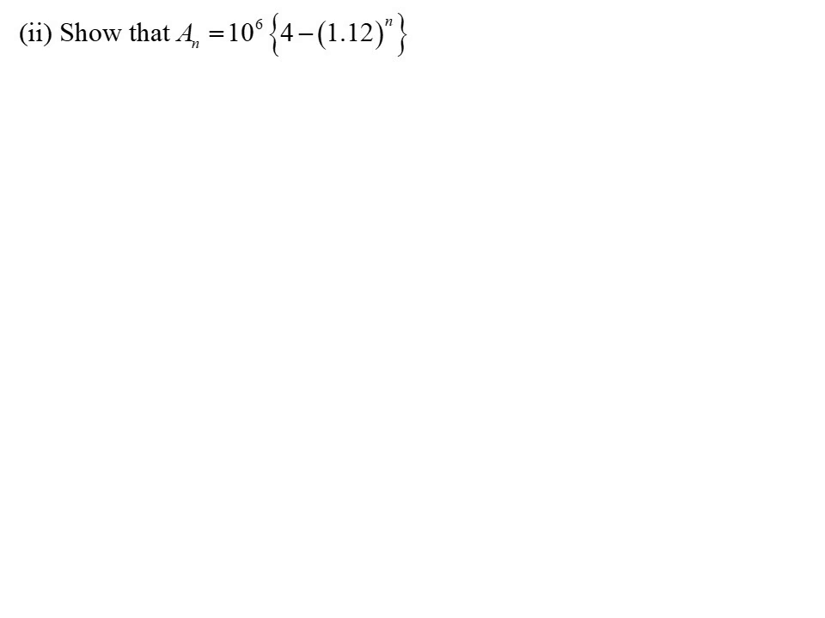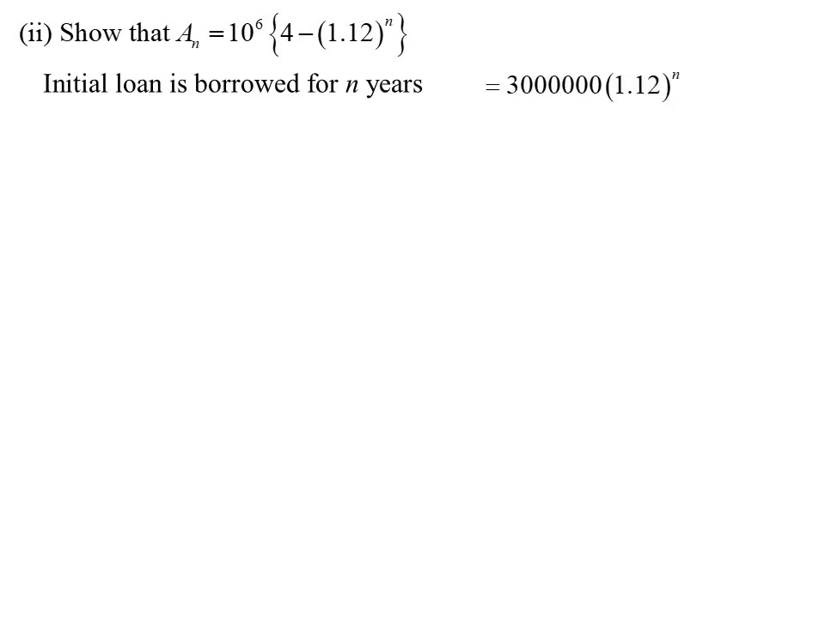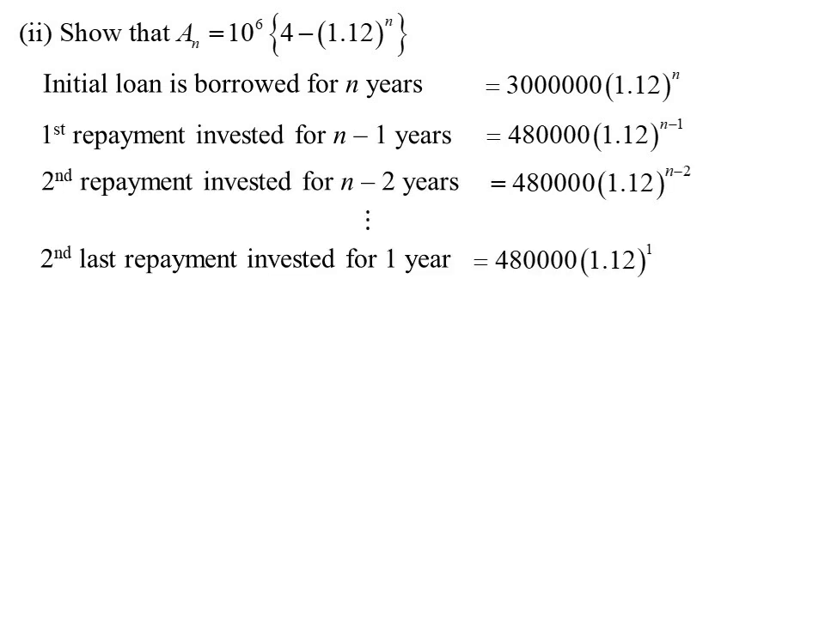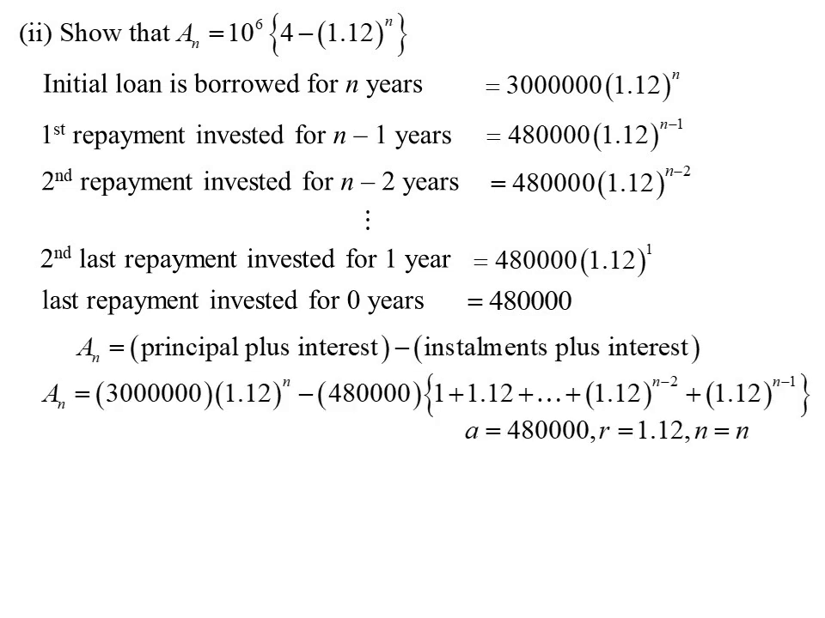Show that amount An is this expression. So now we're saying it's n years. We want to work out how long. So 3 million times 1.12 to the power of n. The first investment will be there for n minus 1 years, and the next one n minus 2 years, and so on and so on. Same idea, we'll subtract the 2, and we have our geometric series in the second one.